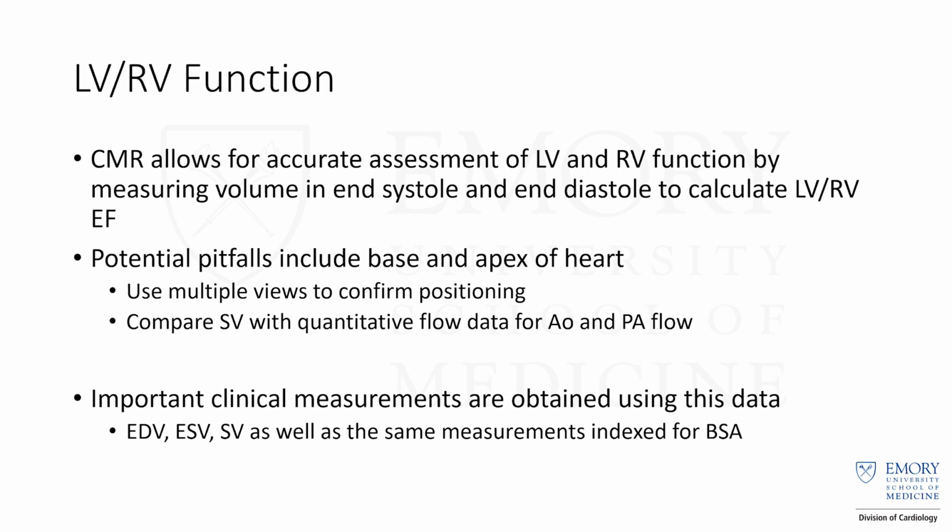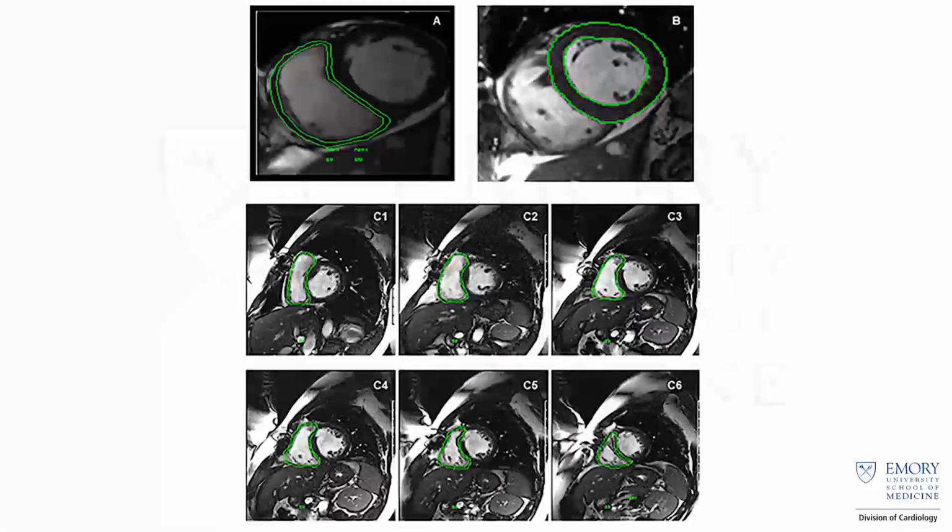It's important to compare the stroke volumes with the quantitative flow data that we talked about earlier from the aortic and the PA flow, to make sure that, outside of significant regurgitation, you have similar values for your flow data and your stroke volumes. We get all the values, EDV, ESV, stroke volume, as well as indexed measurements with BSA, from these images. This is really a big part of what we do and what a lot of people are looking for when they order a CMR.